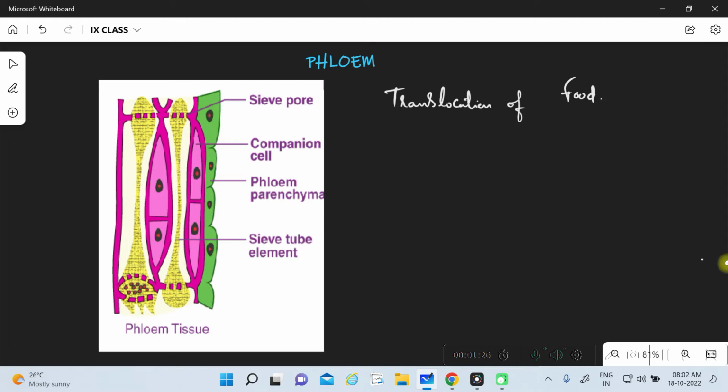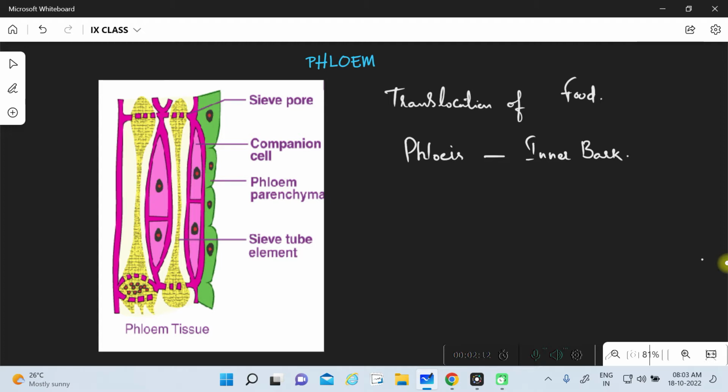Now, coming to the meaning of phloem, the phloem is derived from a word called phloios. The meaning of phloios is inner bark. Means it is located inside the stem and root and other parts in the vascular tissue. We have two barks. The outer bark we can see, and this phloem is called the inner bark.